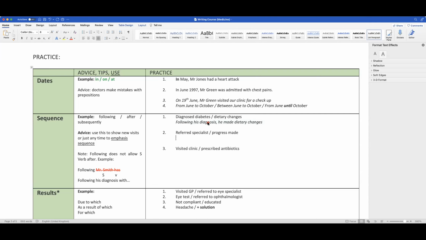She's there. Yes, I'm here. Let's do subsequent. After he was referred to specialist, he made good progress. Yeah. It's in the passive though, is it? You could say, guys, if you want to use passive, good progress. Anyone? Passive voice? Was made. Yeah. Okay.